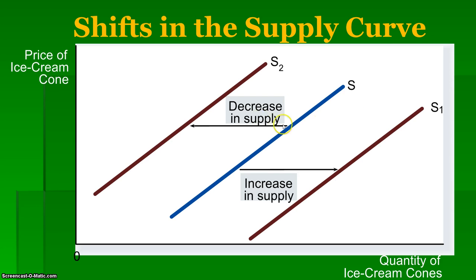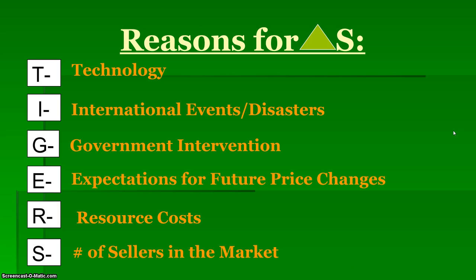Yeah, so one way to remember this is that left is less. Left is a decrease. Any shift to the left is less, any shift to the right is an increase. And the acronym that we're going to use to help us remember the changes in supply, remember the delta sign up there indicates a change. So what changes supply? We're going to use the acronym TIGERS. We have those examples here, and we're going to go through them.